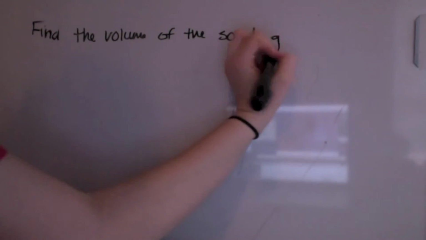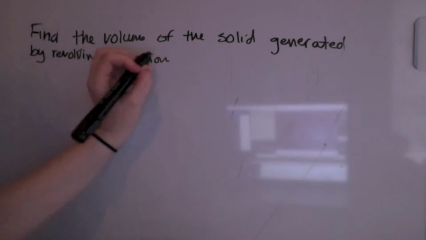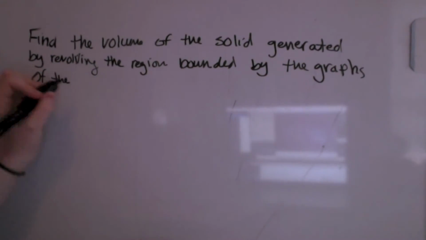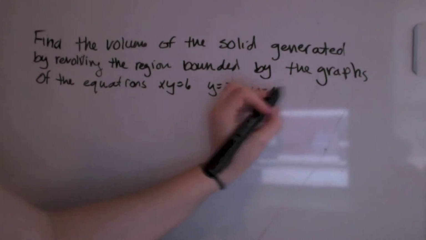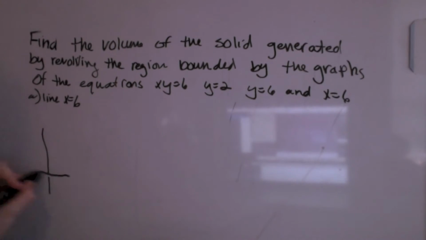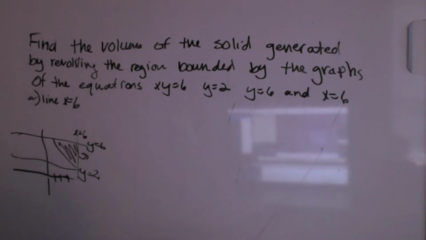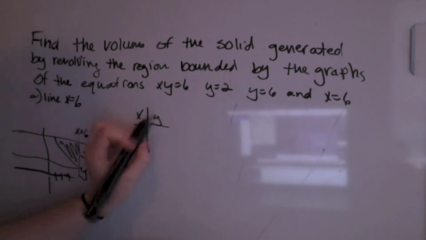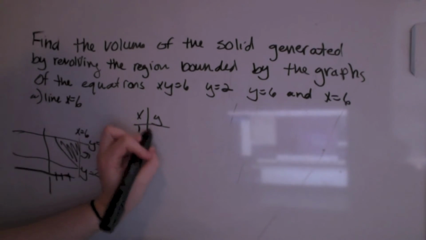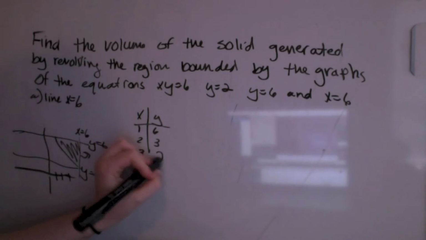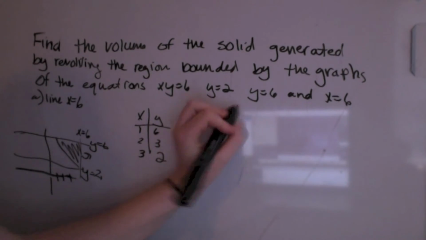Find the volume of the solid generated by revolving the region bounded by the graphs of the equations x times y equals 6, y equals 2, y equals 6, and x equals 6. Okay, so first I'm just going to make a t-chart. When x is 1, y is 6, when x is 2, y is 3, and when x is 3, y is 2. So now we need to solve for x.